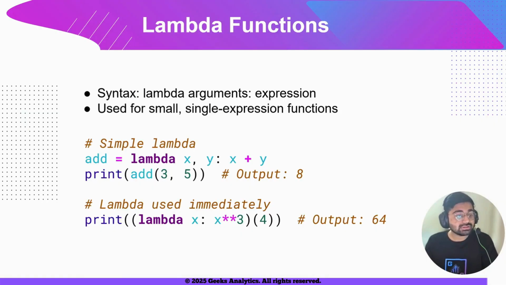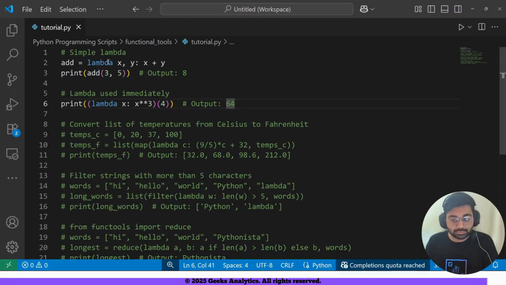So first of all, Lambda functions are also called anonymous functions. These functions are not defined with the def keyword, and we often use them for short operations. They can take multiple inputs, but only have one single expression. So the syntax for this is lambda followed by the arguments, colon, and then the expression that we need to pass in. They're used for small, single-expression functions. So let's directly jump to the code part.